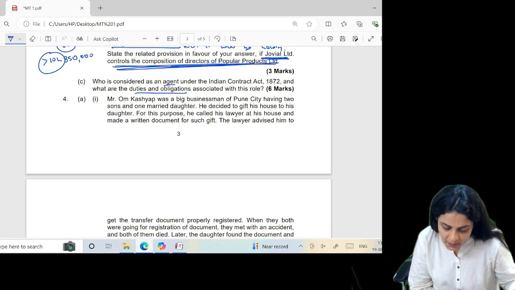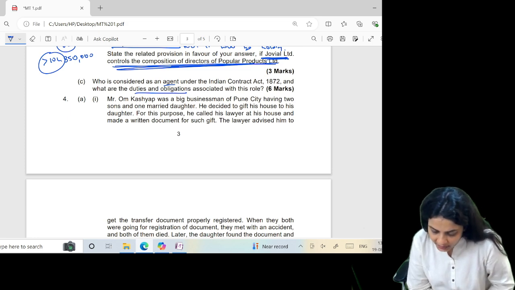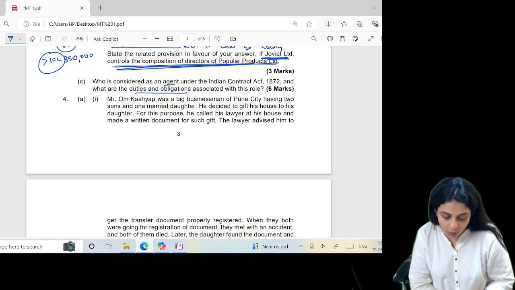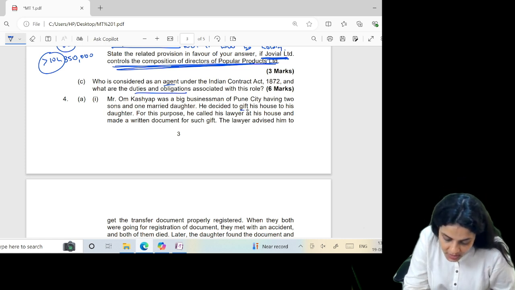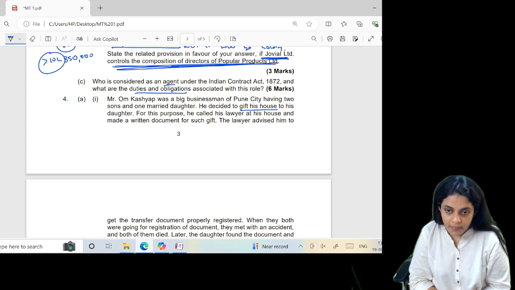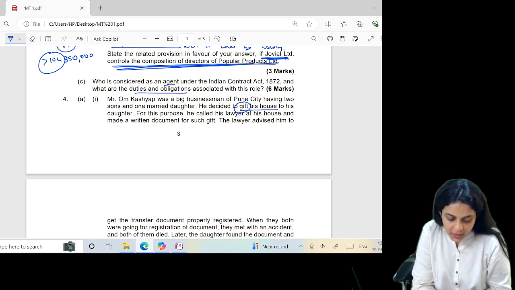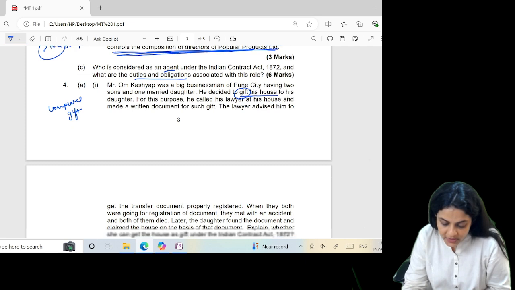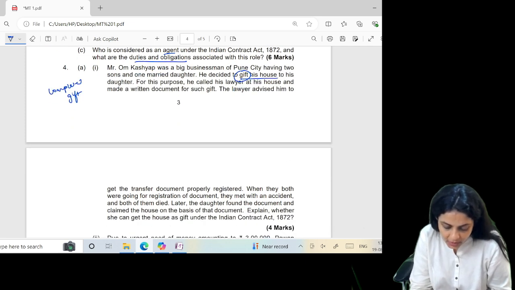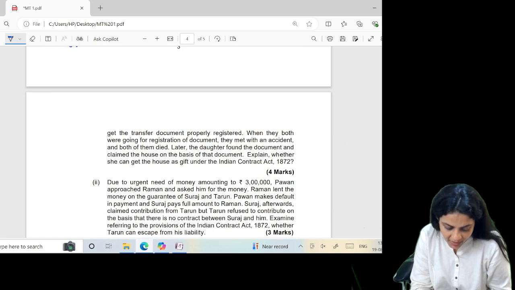Mr. Om Kashyap was a big businessman of Pune city having two sons and one married daughter. He decided to gift his house to his daughter. Now, the moment you see the word gift, people will think, completed gift, completed gift. For this purpose, he called his lawyer at his house and made a written document for such gift. The lawyer advised him to get the transfer document registered.